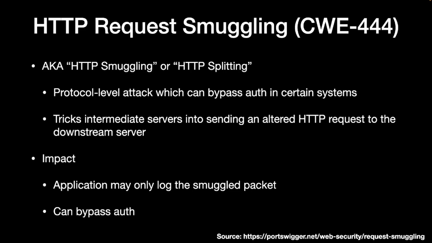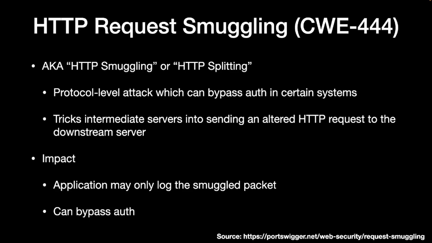So the next exploit is HTTP request smuggling. This is also known as HTTP smuggling or HTTP splitting. This issue is where there are certain controls within the HTTP protocol and HTTP headers that allow an attacker to essentially smuggle an entire HTTP request into a network, and it can bypass certain controls, for example, authentication or authorization. So again, it's a protocol level attack.